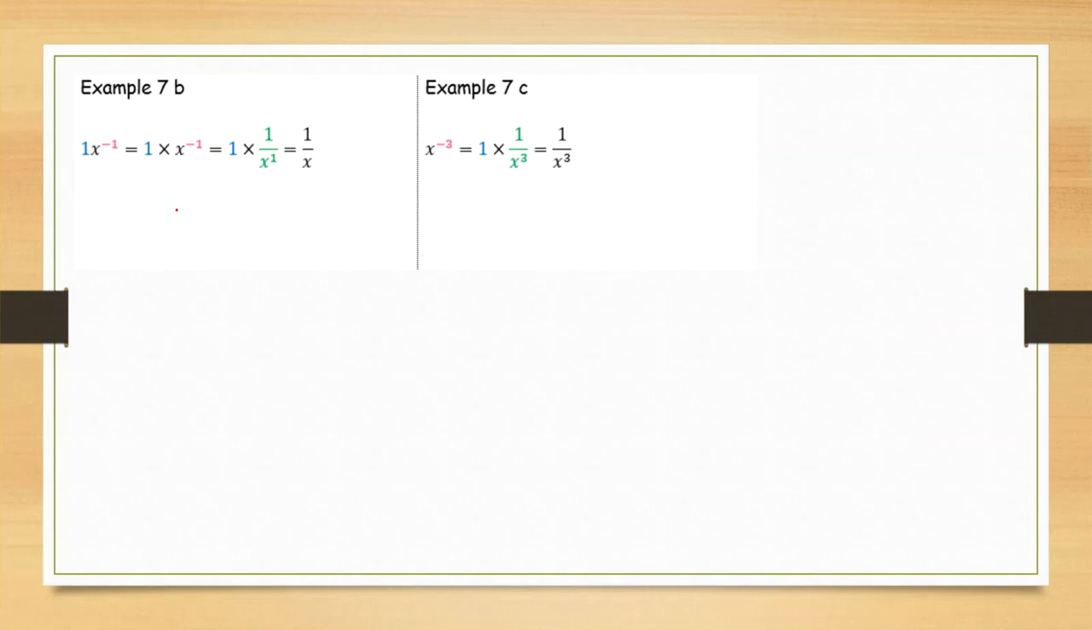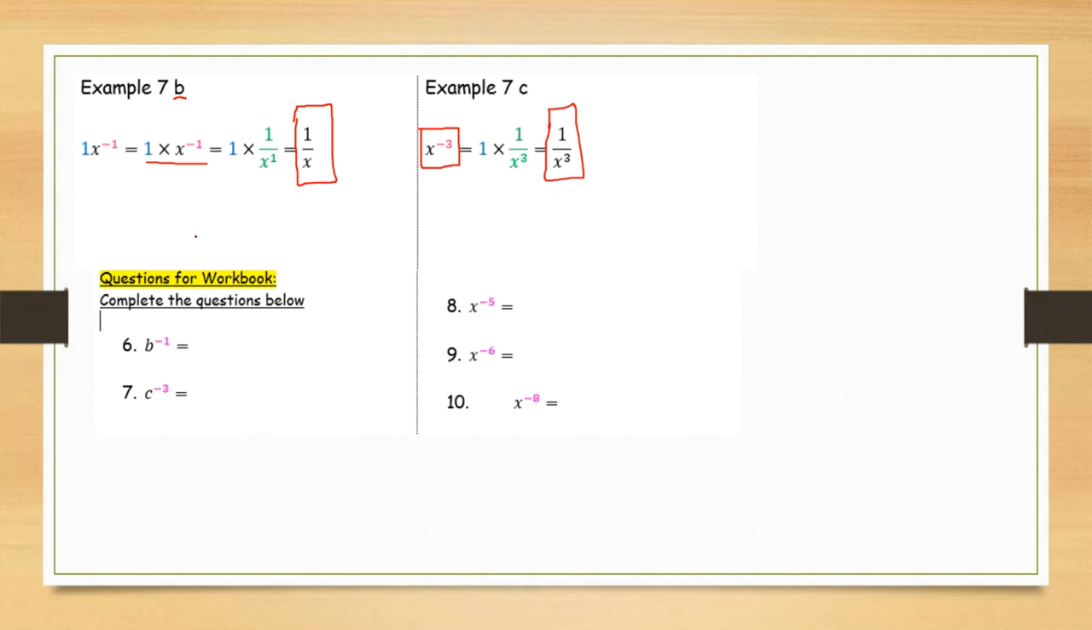So example 7, I'll call this part B. If we have 1 times x to the minus 1, that means 1 times 1 over x to the 1. And when we simplify that, we just get 1 over x. If we have x to the power of minus 3, that means 1 times 1 over x cubed, which is this simplified.